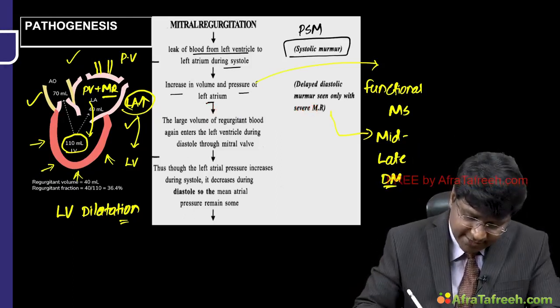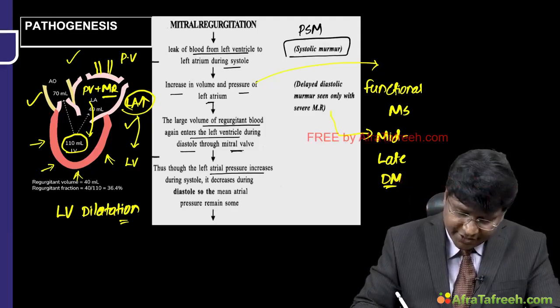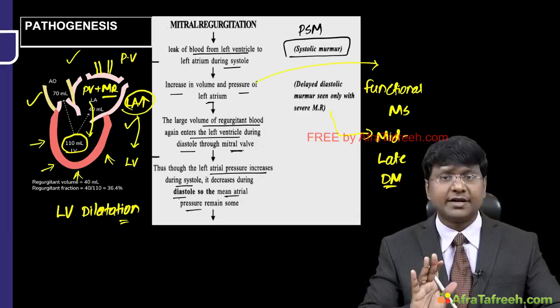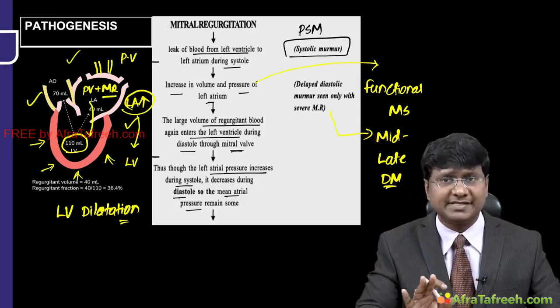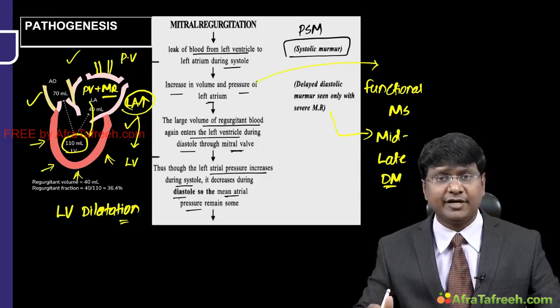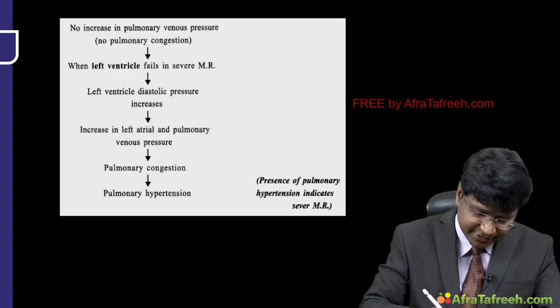You see here, the large volume of regurgitant blood again enters the left ventricle during diastole through the mitral valve. Thus, though the left atrial pressure increases during systole, it decreases during diastole. So the mean atrial pressure remains the same in early stages, because whatever blood has entered the left atrium comes back into your left ventricle. But as the severity of the MR increases, what will happen? You see here.